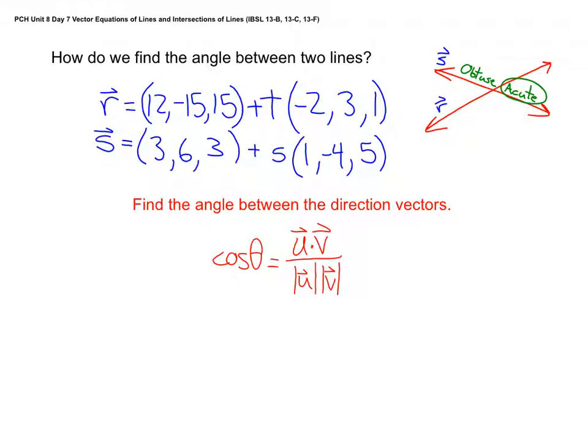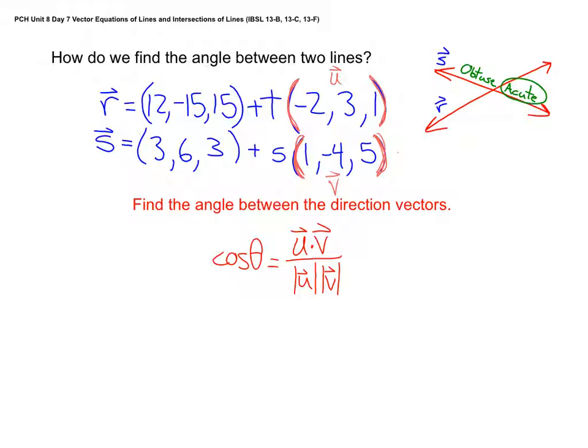Alright, but here when I want to look at finding the angle between two lines, I need to find the angle really between their directions. Okay, so I identify the direction vector for the one line. We'll call this one U. And we find the direction vector for the second line. We'll call this one V to match our formula below. And then we're just going to find the angle between these two vectors. Okay, this is something that you guys have done a number of times, just not in this context.